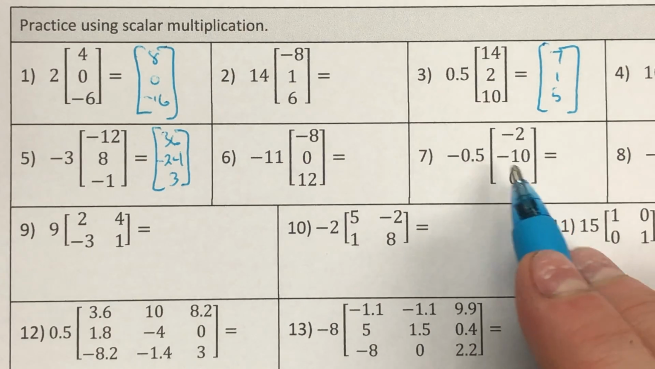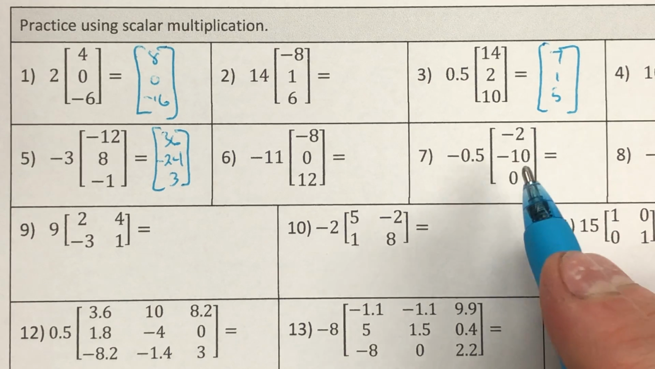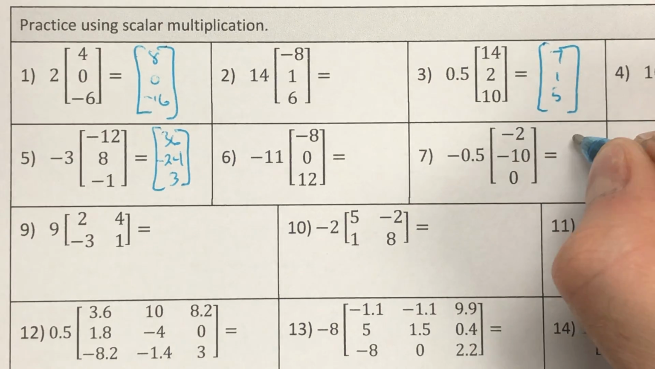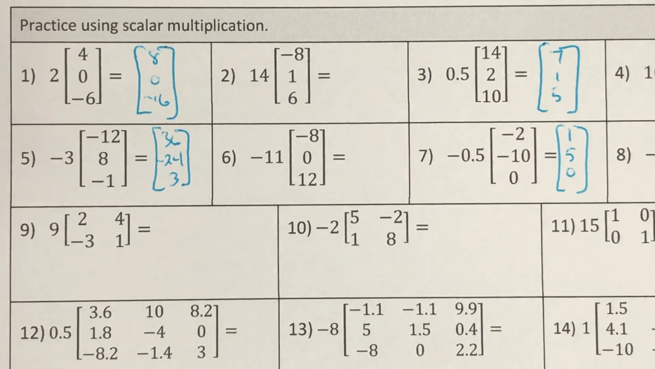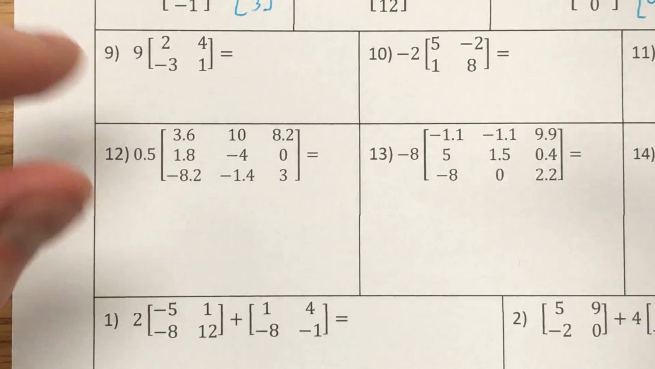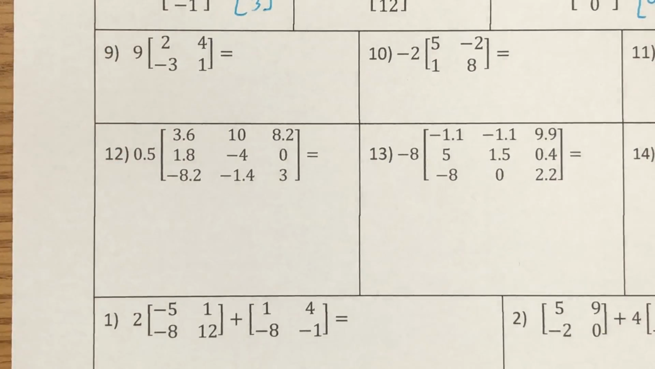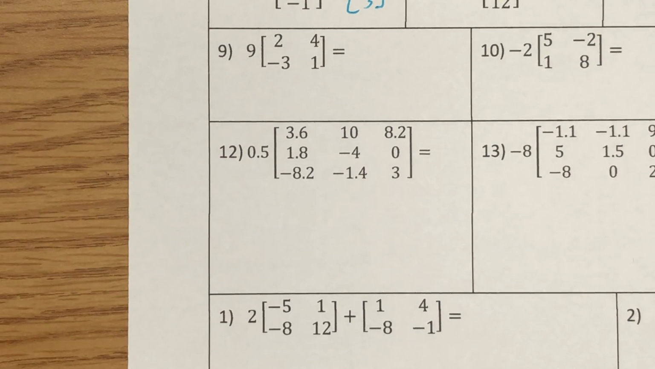If I want to scale this matrix by -0.5, I do the same thing. Each one of these multiplied in half and change the sign. So 1, 5, 0. Awesome. Now, the 3 by 1 matrices work the exact same as the 2 by 2, as the 3 by 3. So why don't you go ahead and take a pause in the video, try number 9 and number 12, and see how well you do. Unpause it when you're done and check your work.